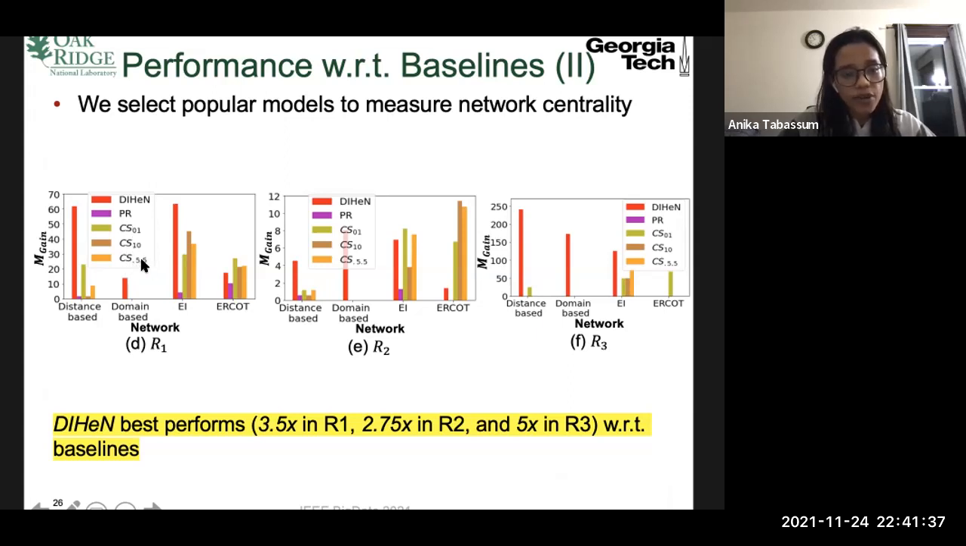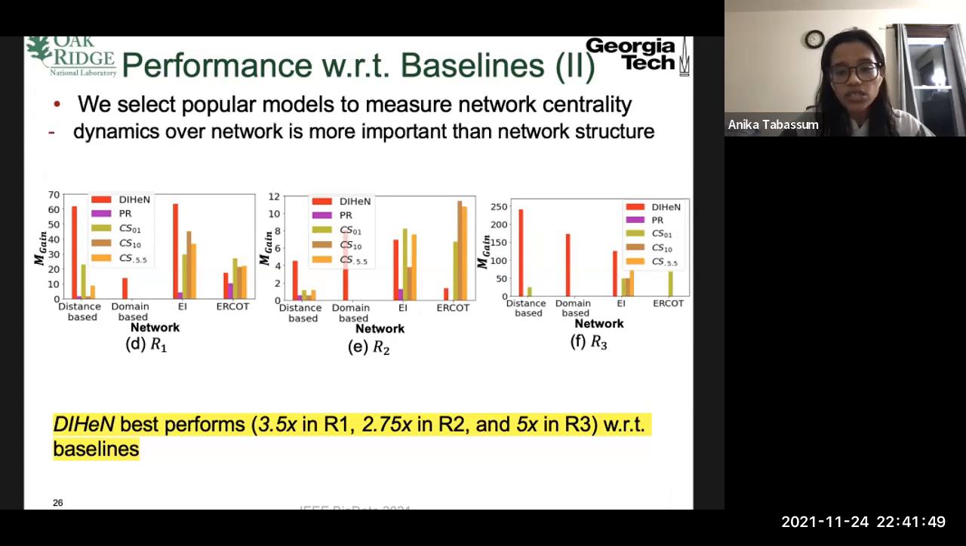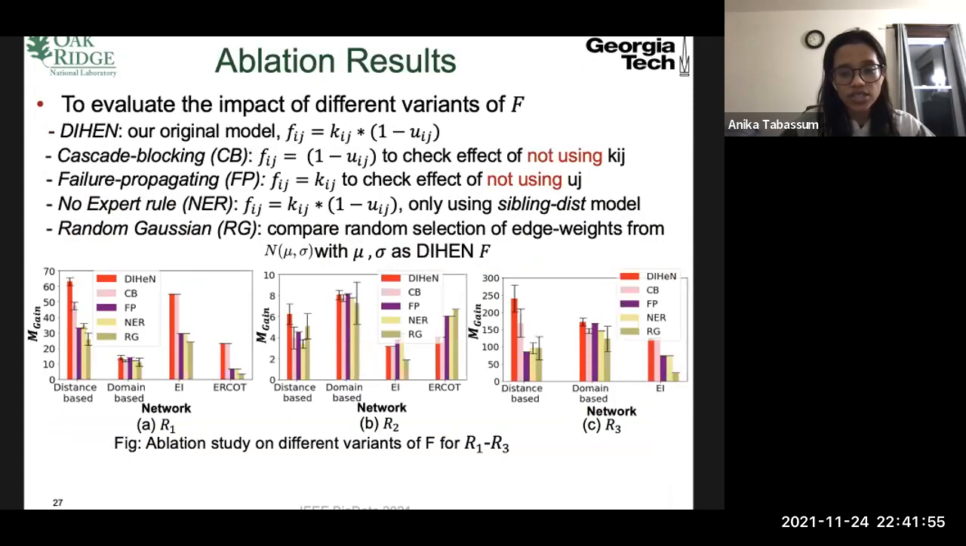Let's say 0.5, 0.5 means for the PageRank, we take half of the weight of the PageRank and half of the weight of the reverse PageRank. And for these models, we select the top k nodes with high centrality, and our model consistently outperforms them, showing that network dynamics is also more important than network structure.